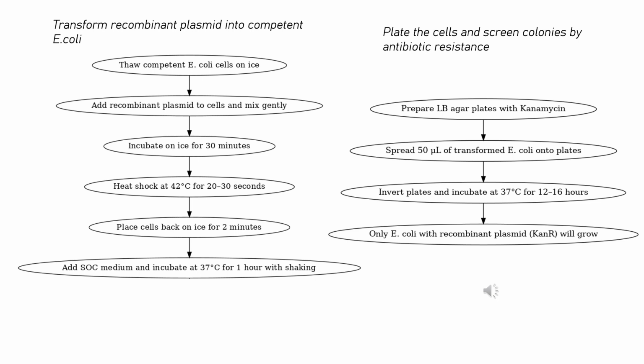First, I thawed the competent E. coli cells on ice and gently mixed them with my recombinant plasmid. I kept them on ice for 30 minutes, then heat shocked at 42 Celsius for about 25 seconds to let the plasmid enter. After cooling on ice again, I added SOC medium and let the cells recover at 37 Celsius with shaking, and then I plated them on agar with kanamycin. So the next day, only colonies containing the plasmid grow because they have kanamycin resistance.